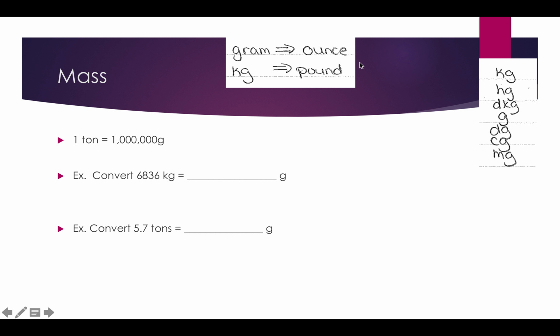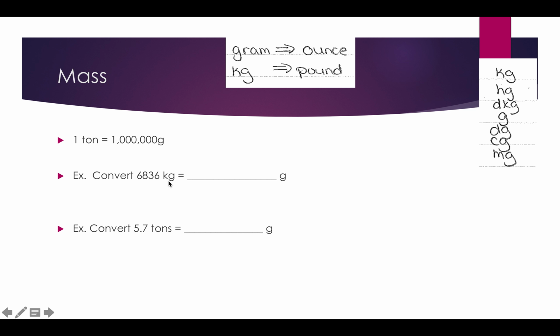We're going to use our regular metric scale with gram being in the middle instead of meters. Everything else is the same. Kilograms, hectograms, decagrams, grams, decigrams, centigrams, and milligrams. Again, the only new one is a ton. We have a ton being defined as 1 million grams. The rest of our converting is going to work exactly the same.